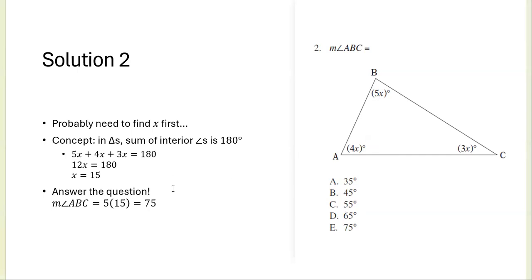But you didn't answer the question. We have to answer the question. It's asking for a measure of angle ABC. ABC is 5x, so 5 times 15 is 75. Choice E.